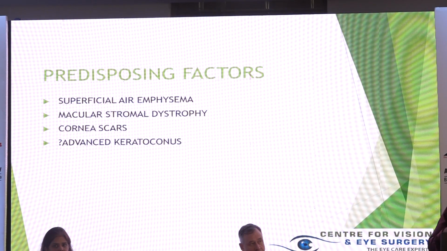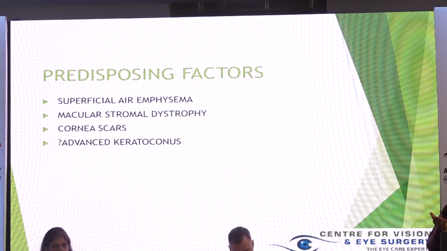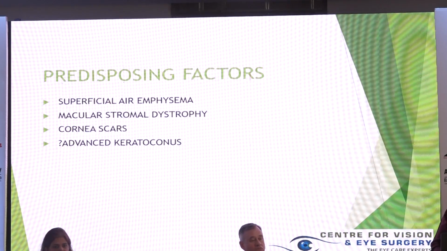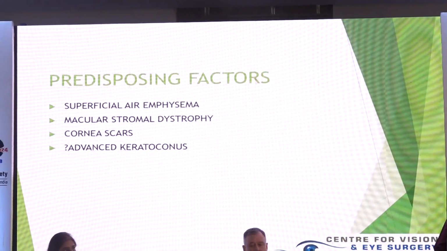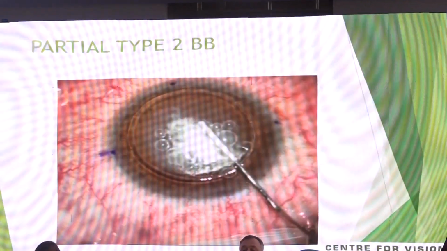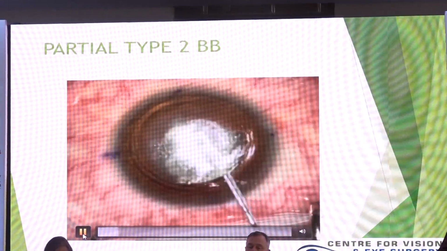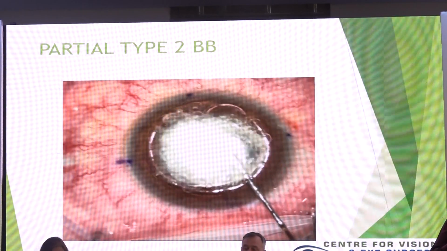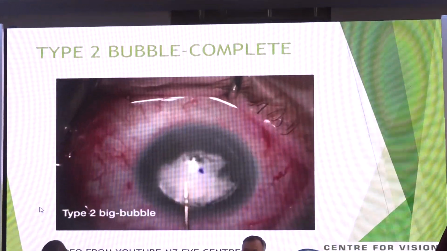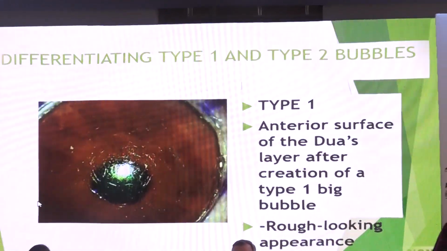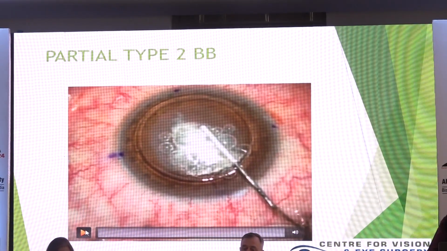If you have a patient with macular stromal dystrophy or any corneal scar, you can get a type 2 bubble because the dissection in the central part doesn't seem to be very good. The air escapes to the periphery and then the bubble starts from the periphery. Very occasionally in advanced keratoconus, when you try and inject a bubble, you end up with a type 2 bubble as well. Now this is a partial type 2 bubble, and as you inject, you could make out that it starts from the periphery, and it is predominantly in the deeper layers, and you would very rarely sometimes get in stromal dystrophies a complete bubble.